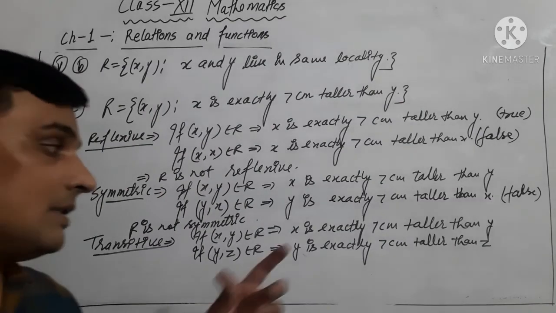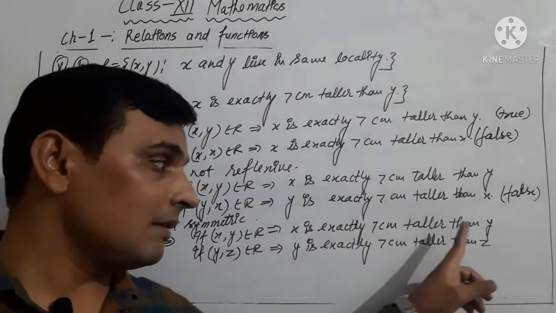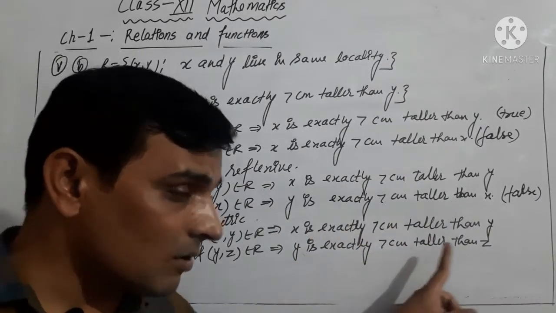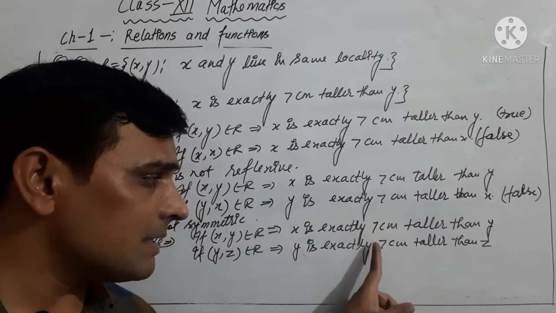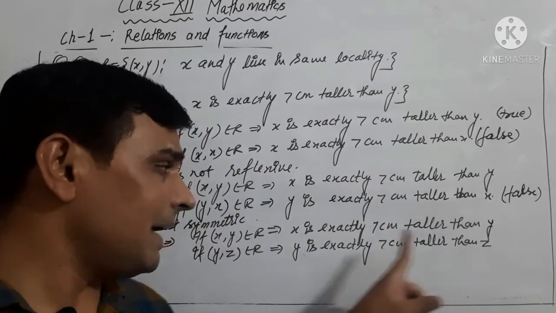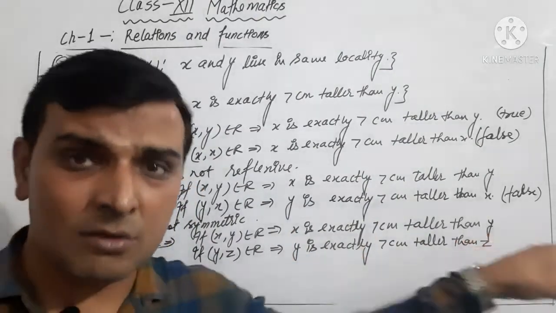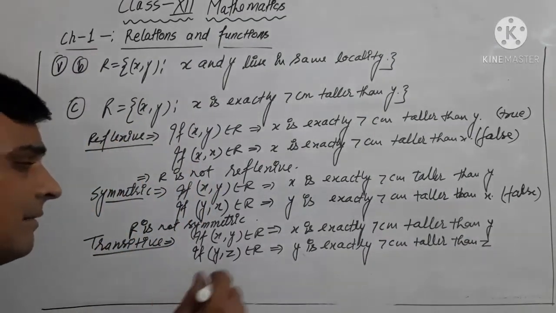And on combining these two equations, what we will get? x is 7 centimeter taller than y and y is 7 centimeter taller than z. Then x will be exactly 7 plus 7, 14 centimeter taller than z. But the condition should be x is exactly 7 centimeter taller than z, which is not true. So R is not transitive.